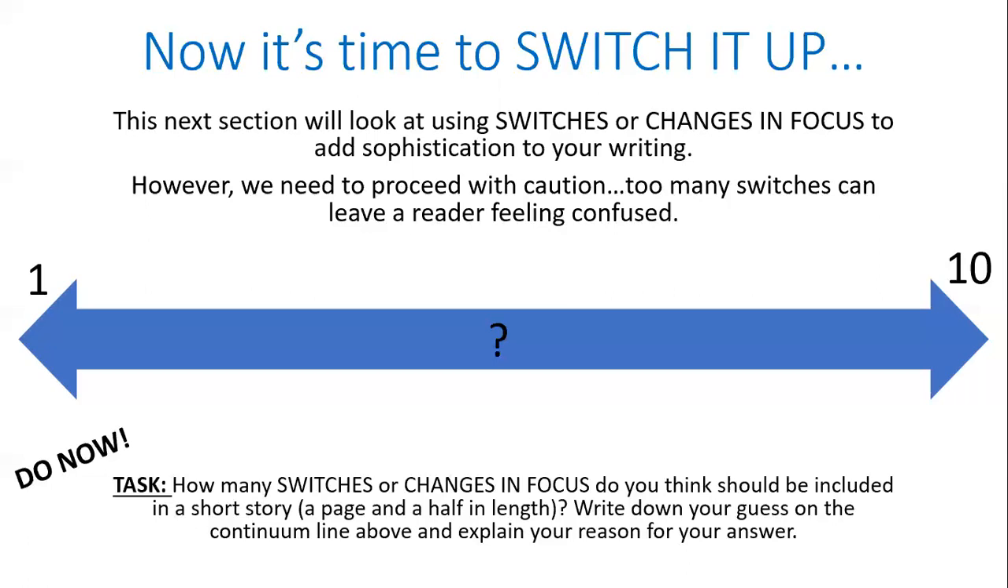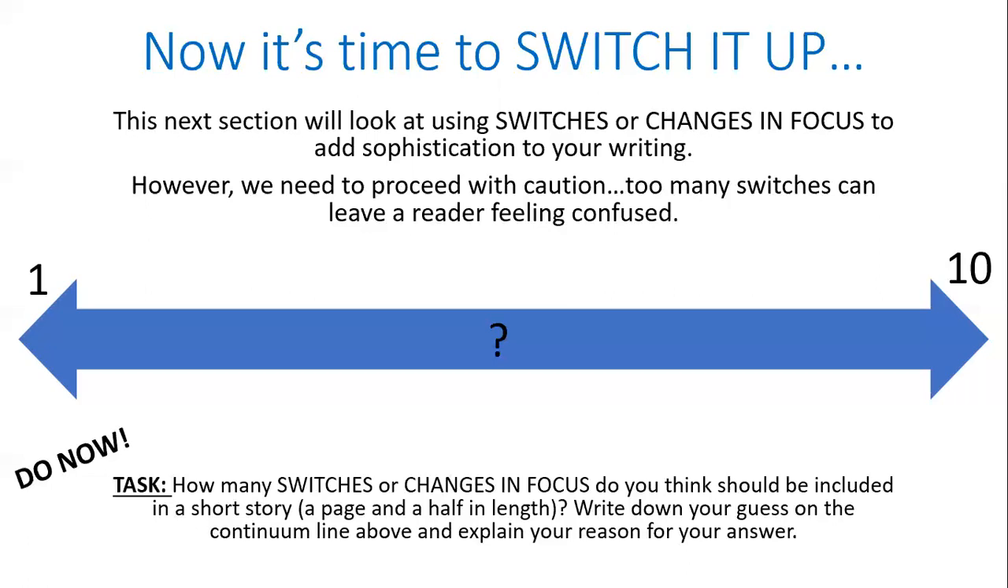So I just want you to have a look at this continuum line, this scale, from 1 through to 10. And your task is to draw this continuum line. So you can either just add your ideas directly onto the screen if you're on PowerPoint, or you might draw it out on a piece of paper or do it yourself in a Word document. It's up to you. And I want you to think about how many changes of focus, how many times do you think a writer should change the direction between one thing and another, particularly in a short story. So we're looking at a story that's maybe only a page and a half in length. How many changes of focus do you think would be appropriate for a short story?